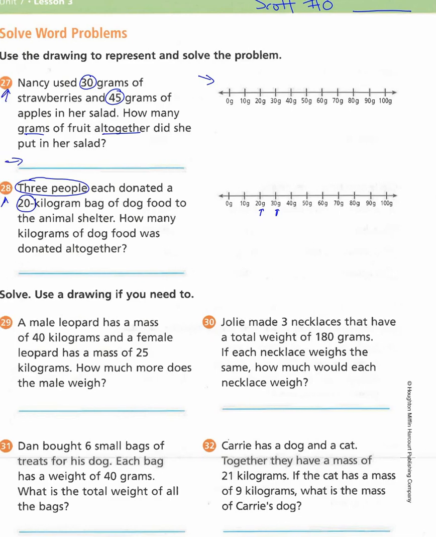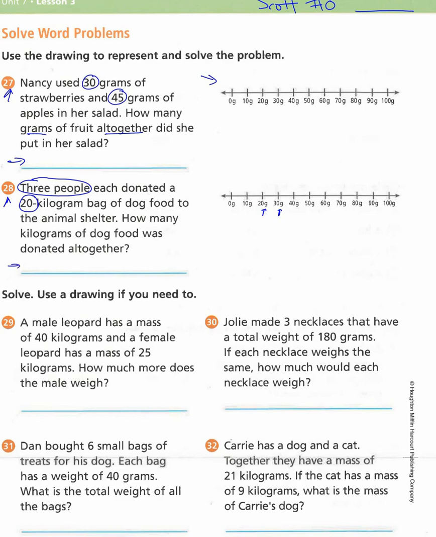So go ahead again. You're going to write your equation here. Think of this as groups of, right? 3 people each donated a 20-kilogram bag of dog food. And we're talking about kilograms as our labels. So go ahead, pause the video, and when you're ready to go on, start back up.